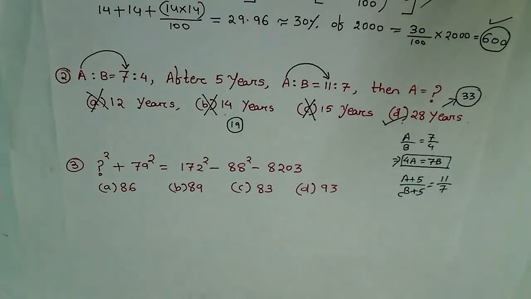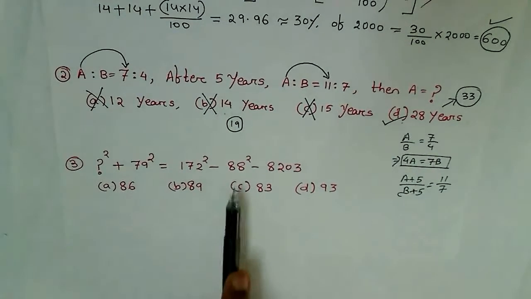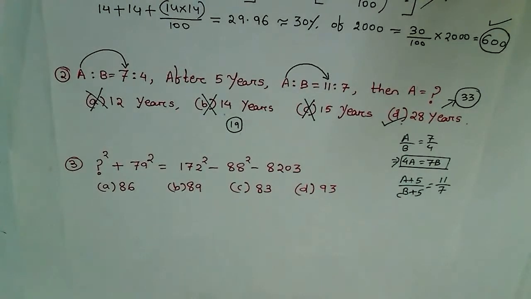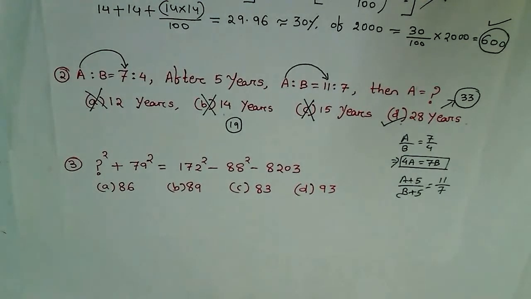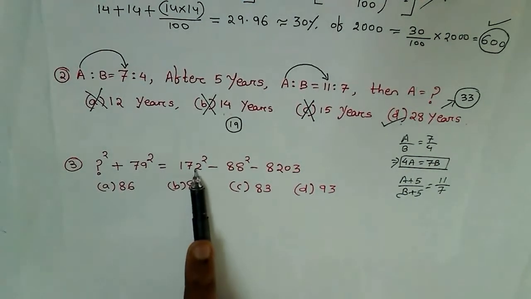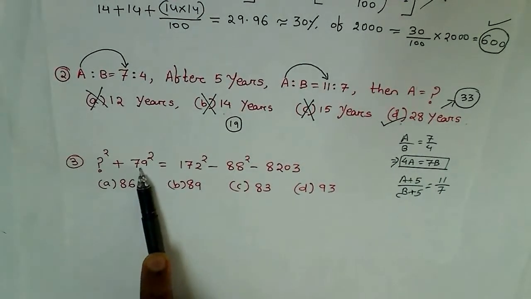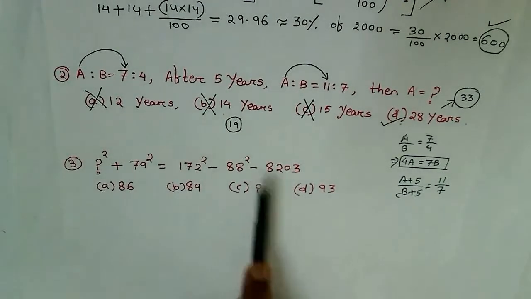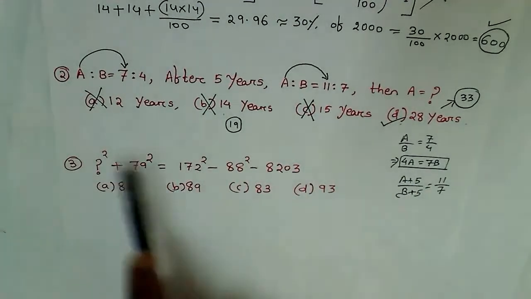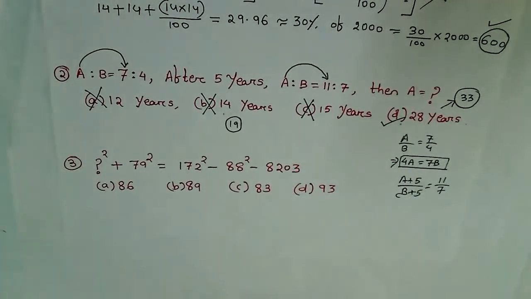It will take hardly 3 to 4 minutes to solve this question if you are not good at calculating squares. So it will be a very lengthy method and time taking will be more. 3 to 4 minutes you have to invest for this particular question. And the second problem is you have to do lots of calculation. You have to calculate 172 square, 88 square, 79 square, then subtract all these. After that, again you have to calculate the square root of that term. Only after that will you get the answer.